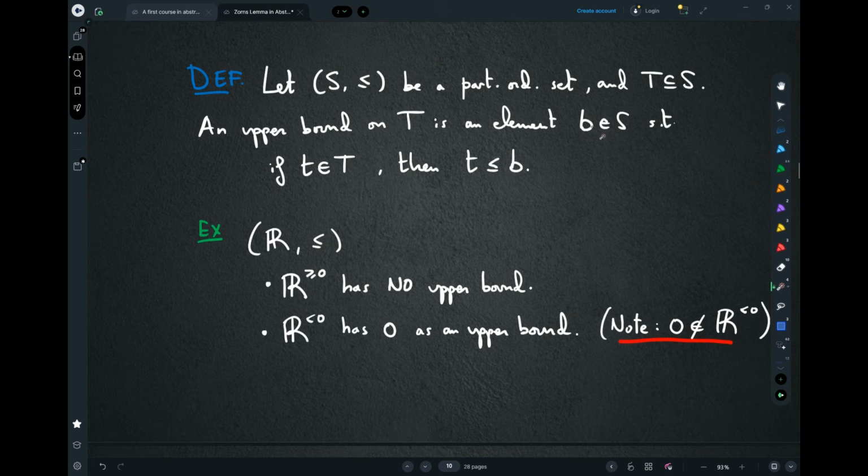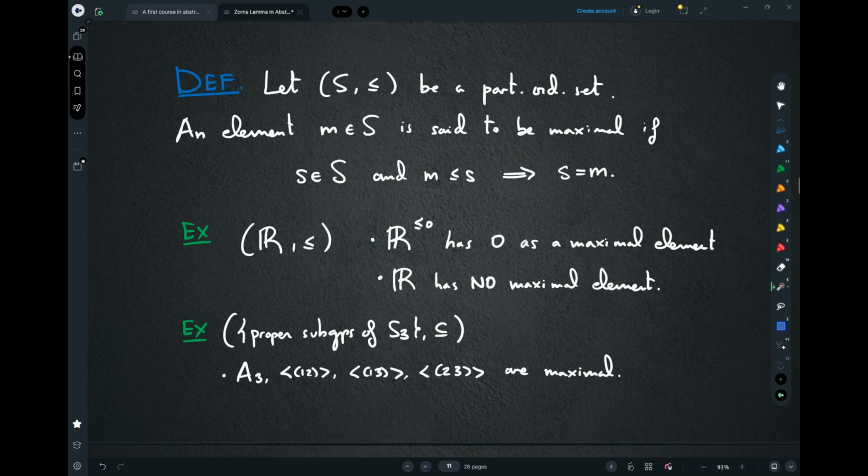And notice that the upper bound doesn't have to be an element of T, doesn't have to be a maximum element in T. It just needs to be sort of like what in real analysis we sometimes call a supremum, something inside S, not necessarily in T. So for example, here 0 is not a negative number, but it is an upper bound within the real numbers for this set. Great. So now also, what does it mean for an element to be maximal?